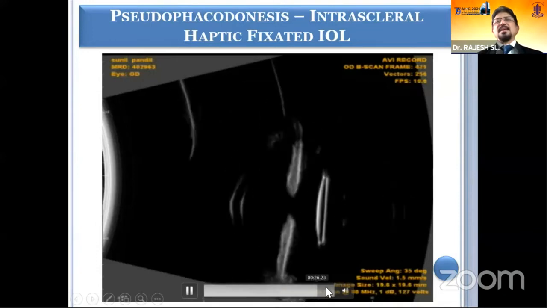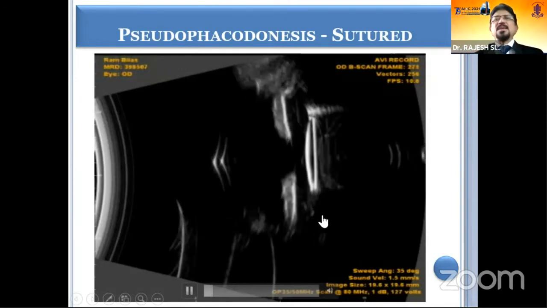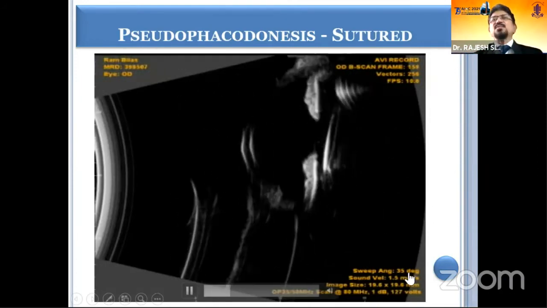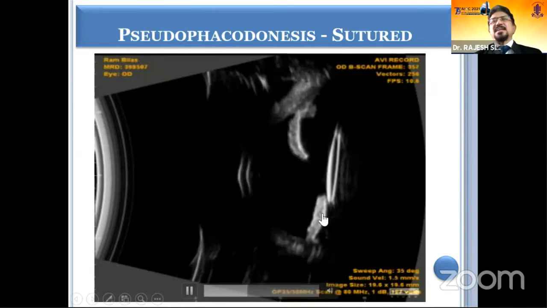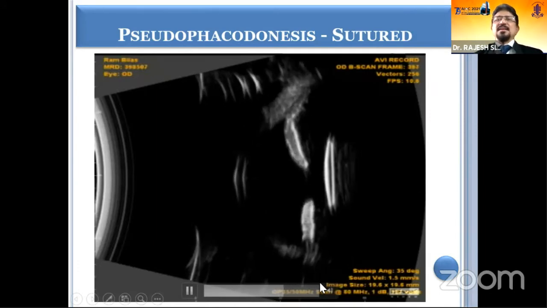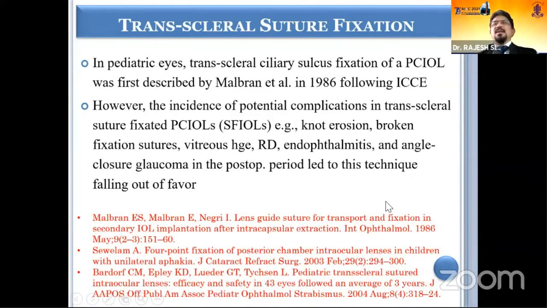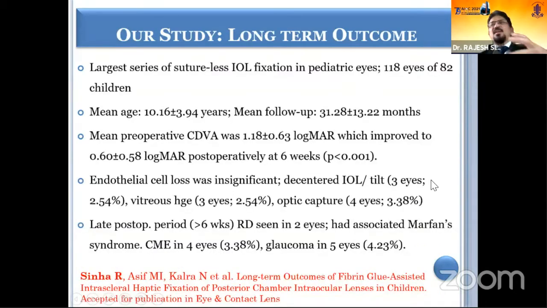It is quite stable. And in a case wherein suture fixation was done, you can see with the movement of eyeball, the lens moves quite a lot. Many times it touches the iris. It can cause pigment release, etc. with the movement. So this is the advantage that intrascleral haptic fixation provides more stable fixation of IOL. And also there are certain problems of suture fixation, like knot erosion and broken fixation sutures. Sometimes sutures get dissolved, etc.